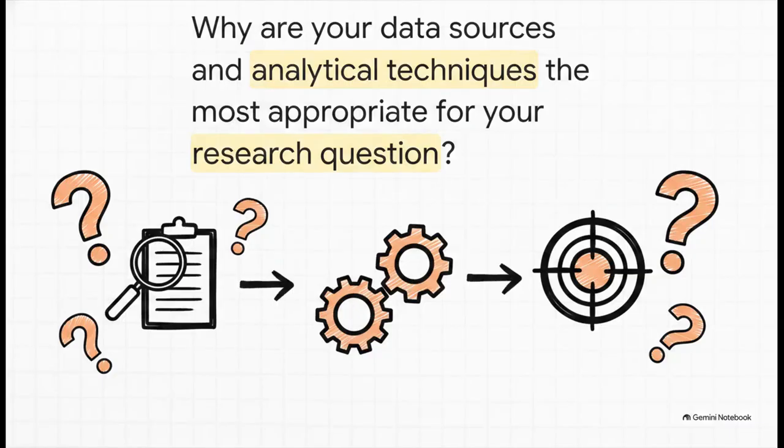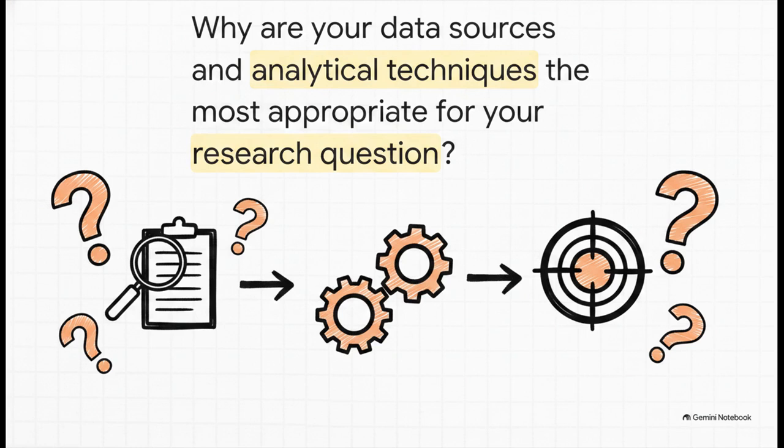But here's the catch. Just presenting a nice graphic, that is not the finish line. The AMJ Canvas emphasizes that you have to explicitly articulate why your data sources and your analytical techniques are the absolute most appropriate choice for your specific research question. Why this survey? Why this exact sample? Why this specific statistical test instead of another one?